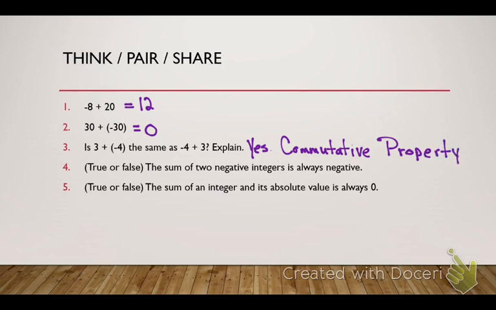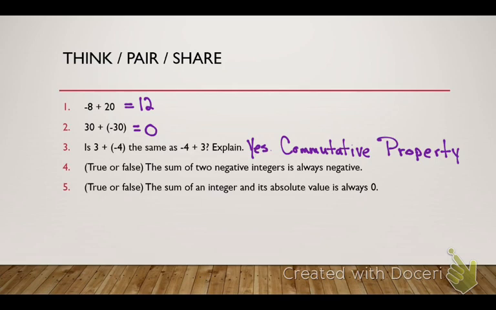Okay? Commutative property says I can change the order without changing my answer. So 3 plus negative 4 is what? Negative 1. Negative 4 plus 3 is negative 1. Do you see how I changed the order? This can really work to my benefit. Okay, and we're going to see how in just a minute.